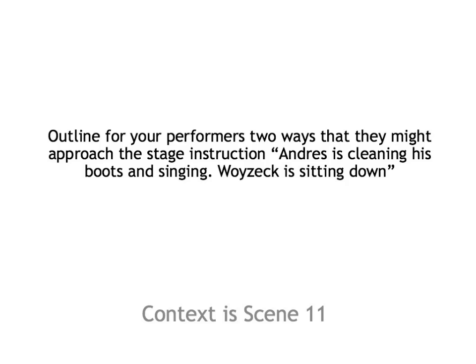So I'm going to go through an example. I'm just going to write 1 paragraph, because essentially the way you write all the paragraphs is the same. And this paragraph is particular for Question 1A, or the 4-mark question, and it's: outline for your performers 2 ways in which they might approach the stage instruction. Andres is cleaning his boots and singing. Woyzeck is sitting down. Now the context for this scene is scene 11.